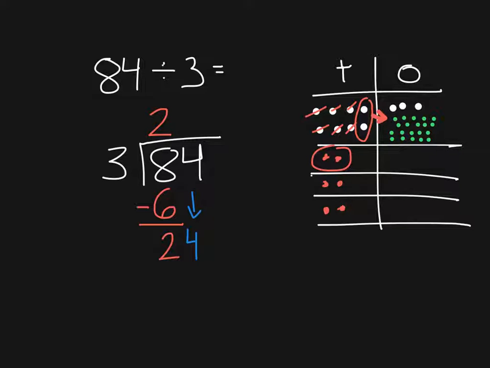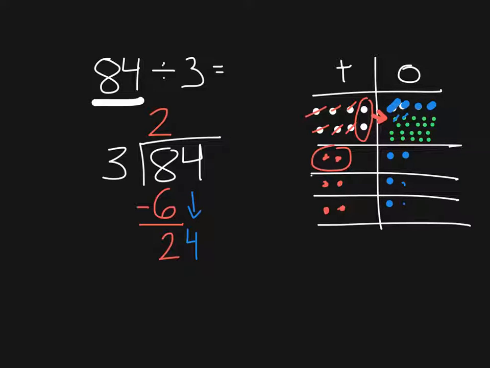And actually, I just noticed that my model is not correct. I only put 3 ones there. I need to add that 4th one because it was 84. And now I can distribute those ones. So as I cancel them out, I'm going to distribute them into my place value chart and see how many groups of 3, or how many dots end up in my 3 equal groups for each of these.